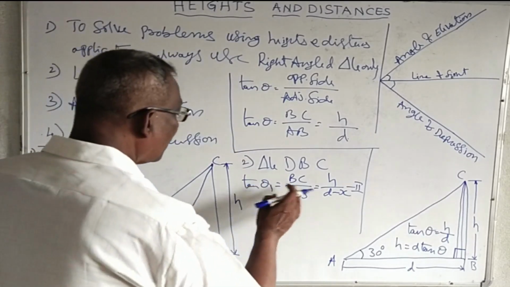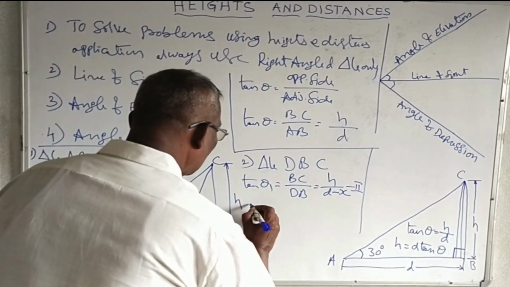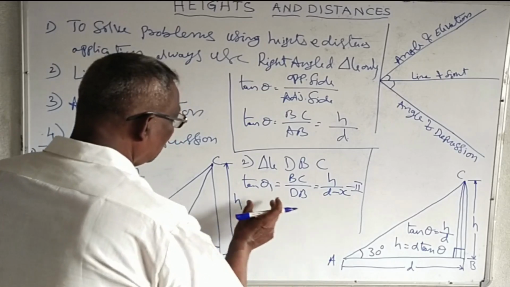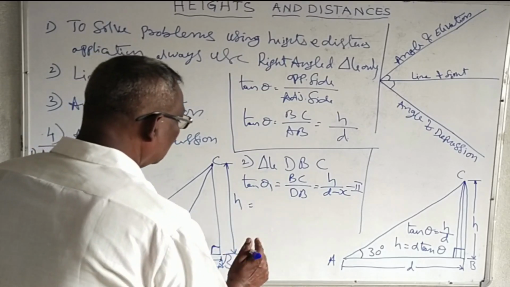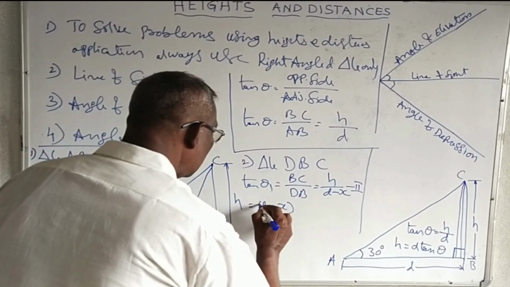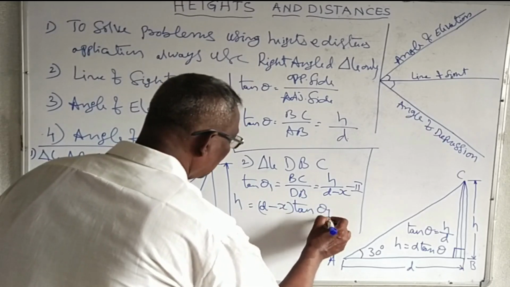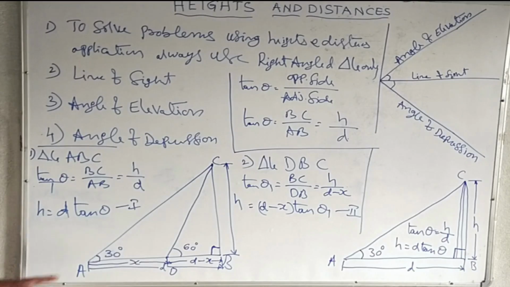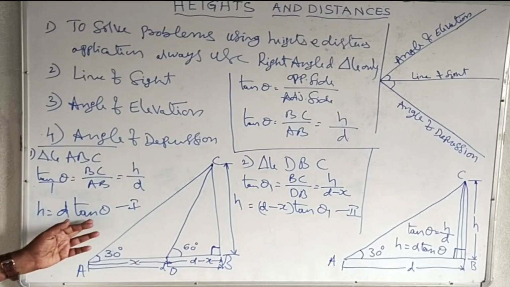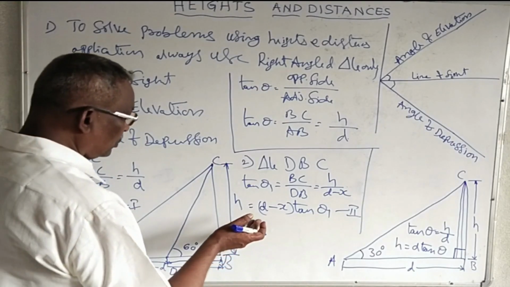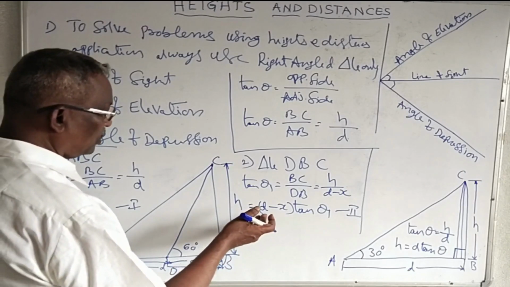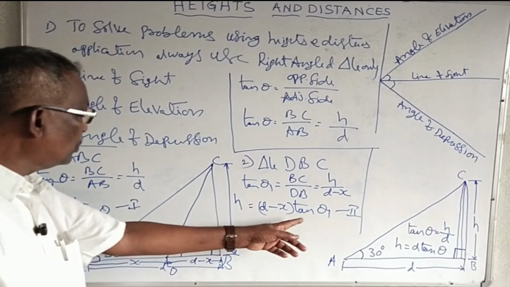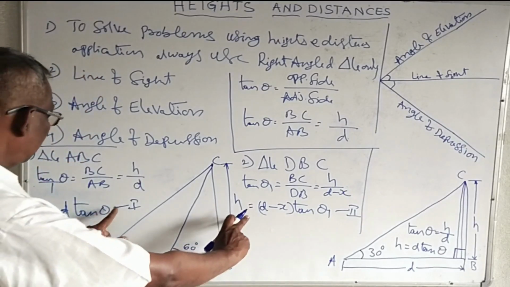Next, from this, H is equal to D minus X. Here it is dividing, so you bring it to this side, multiplying: D minus X into tan theta 1. I can say this is equation number 2. Now, in equation number 1, H is equal to D tan theta. In equation number 2, H is equal to D minus X tan theta 1. In equation number 1 and 2, H, the height, is the same.